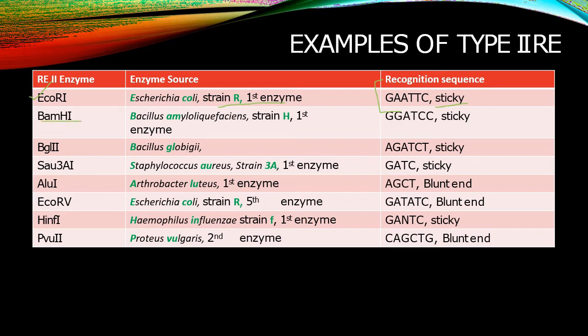This has the Bacillus amyloliquefaciens strain. Also there are BglII, Sau3AI, AluI, EcoRV, HinfI, PvuII. Some of them form blunt ends, some of them form sticky ends. These are things that may come in your MCQ questions, such as whether AluI or HindIII form blunt ends or sticky ends. So just remember which recognition sites form sticky ends or blunt ends.